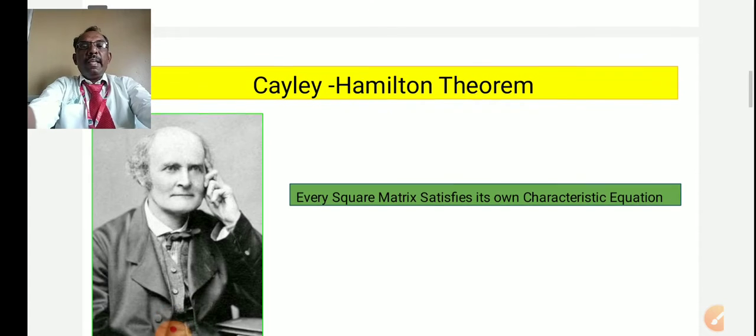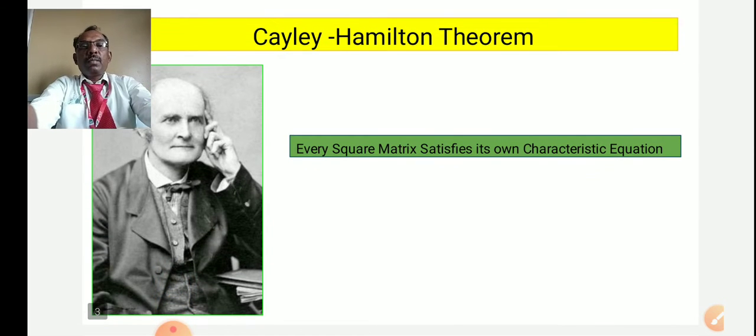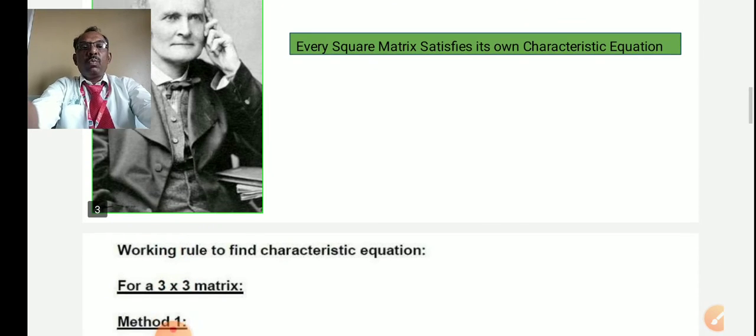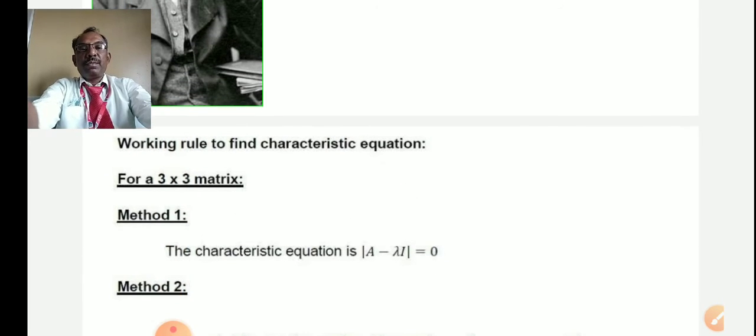Now the Cayley-Hamilton theorem. Every square matrix satisfies its own characteristic equation. So first we have to find the characteristic equation of the given matrix. Then we check whether the given matrix satisfies it or not. That is the main statement of these problems. Once again I read the statement: every square matrix satisfies its own characteristic equation.